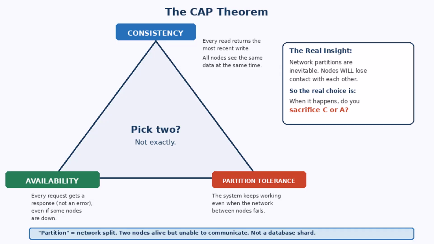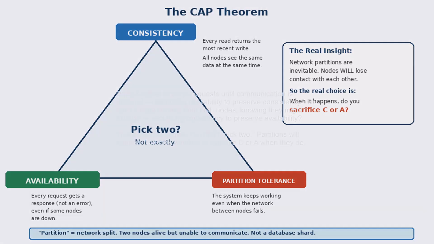Let's be precise about partition. In CAP, a partition is a network split. Two database nodes are both alive and running, but they can't communicate with each other. A router failed, a cable was cut, a firewall misconfigured. Both databases are up, but they've lost contact. Partitions are inevitable. No matter how good your network is, at some point, your database nodes will lose the ability to talk to each other.